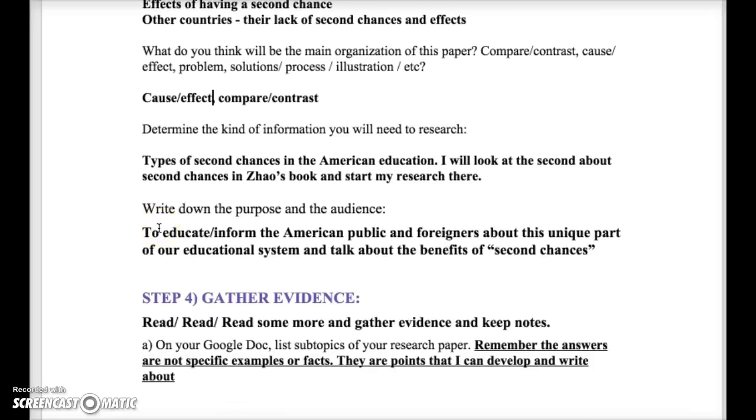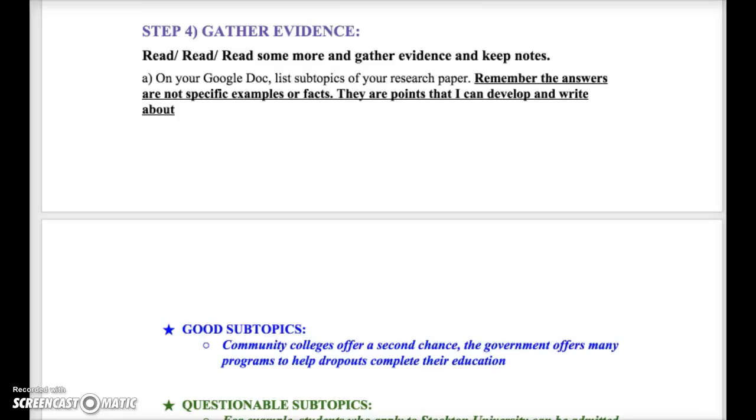Next, I'm determining the kind of information I'll need to research. So I started with the children are like popcorn section in Zhao's book, and from there I will take my research further. And the purpose of this paper, I think, is to educate and inform the American public and foreigners about this unique aspect to our educational system and talk about the benefits. So it's going to probably be persuasive and educational. That's the goal. Okay, moving on to step 4.